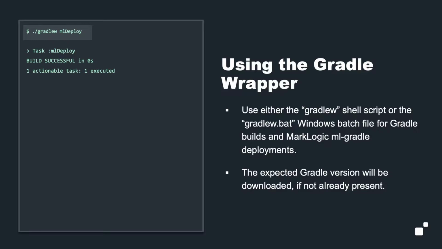Should the distribution URL in the configured Gradle property file change, then the new distribution will be fetched on the next Gradle invocation. The properties file can be found in the gradle subdirectory within your project directory, then the wrapper subdirectory, and is called gradle-wrapper.properties.